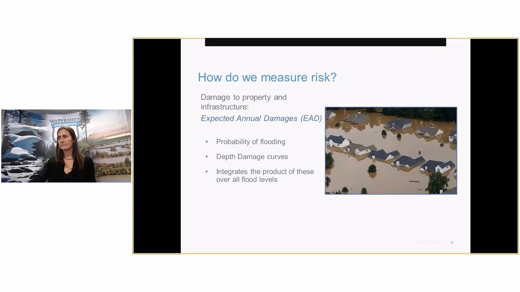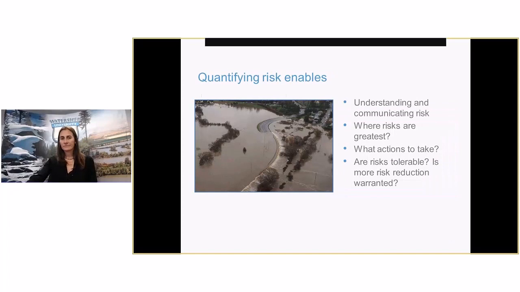We also measure risk in expected annual damages, and this is the damage to property and to infrastructure that may occur as a result of flooding. So we again have to understand the probability, but then we can use depth damage curves and integrate these over all flood levels to determine what the expected annual damages may be from flood risk.